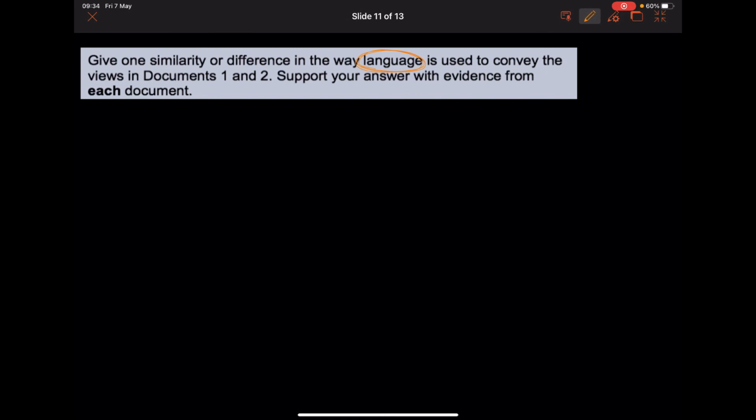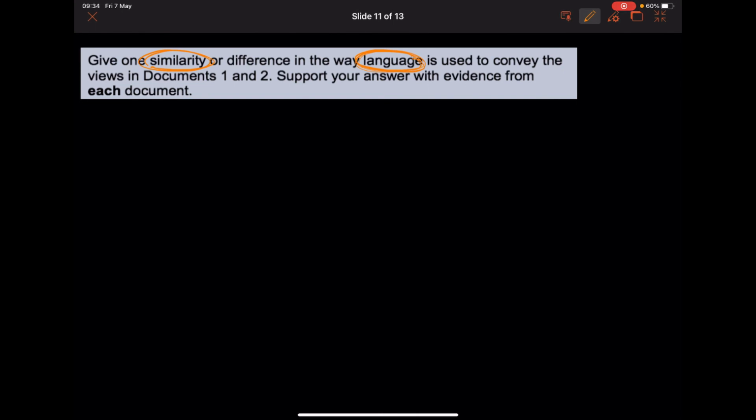So rather than a difference, I've chosen to do a similarity. If you've chosen a difference, that's fine. But it's asking you to show a similarity or a difference in the way that language has been used. I did point out a few language sections when we were reading it. I said that the guy who did Plastic Free was quite emotional. He used emotive language. So pause the video again, see if you can think of a few sentences.